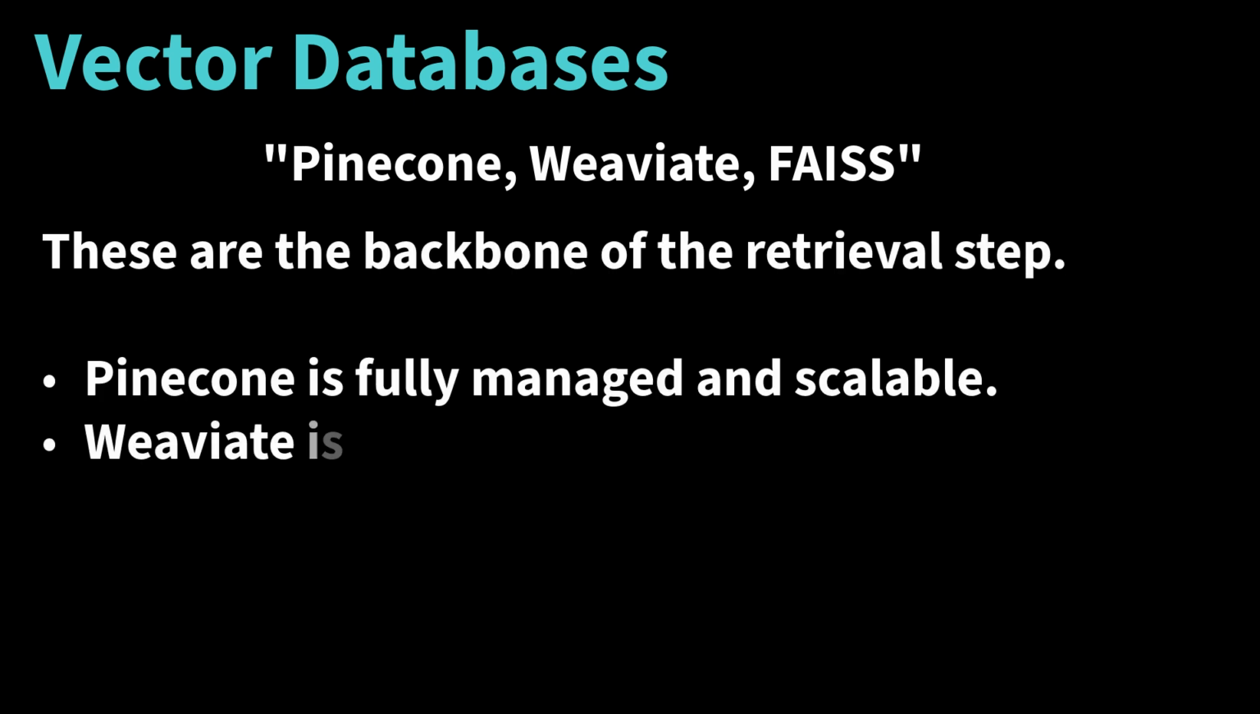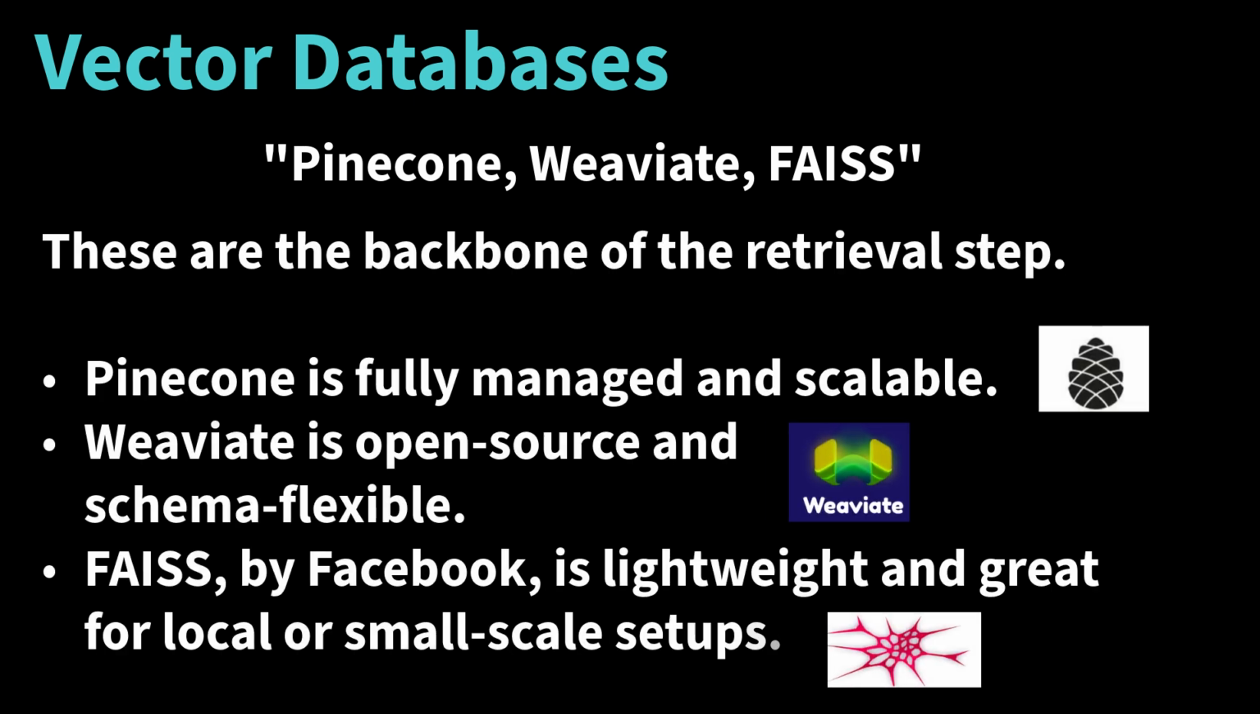Fourth tool is vector databases. We have many tools, among others: Pinecone, Weaviate, FAISS. These are the backbone of the retrieval step. When you embed your documents into vectors, these databases help you find the most relevant chunks quickly. Pinecone is fully managed and scalable. Weaviate is open source and schema flexible. FAISS by Facebook is lightweight and great for local and small scale setups.